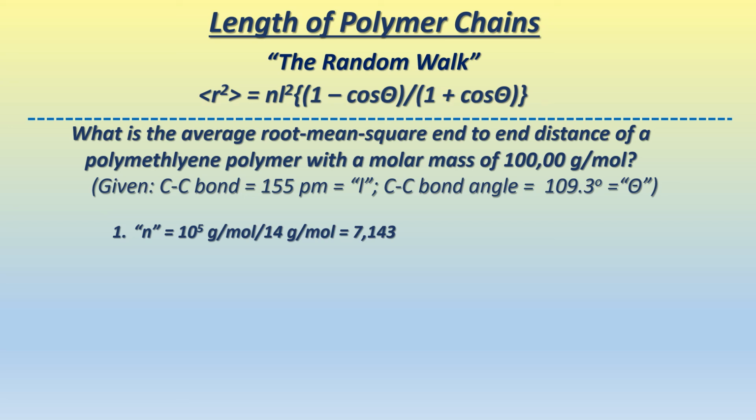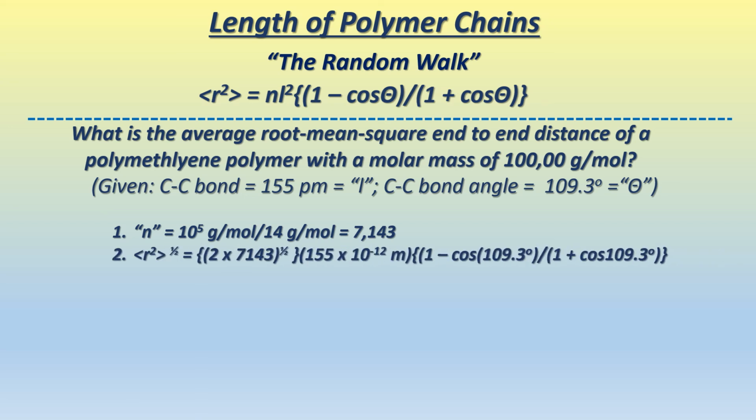The number of steps I took, if I have 100,000 grams per mole, and each monomer is a CH2, 14 grams per mole, I've taken 7,143 steps. To find the root mean squared distance traveled, I simply plug those numbers in for the number of steps with the length of the step and the angle. And you find out that that polymer chain, no matter how long it might be stretched out, extends a distance of approximately 37 nanometers.